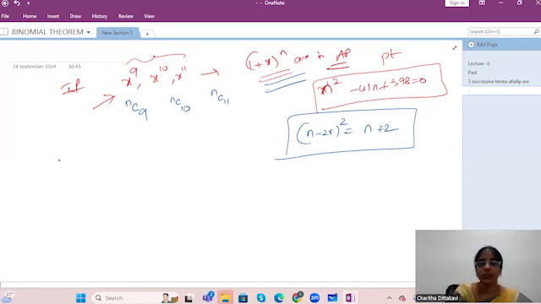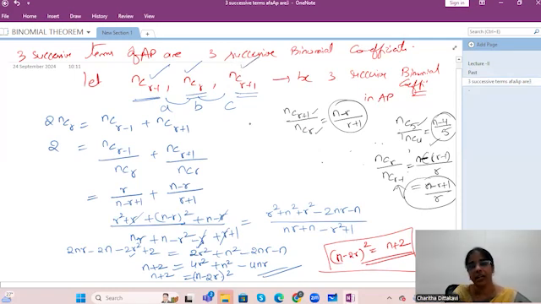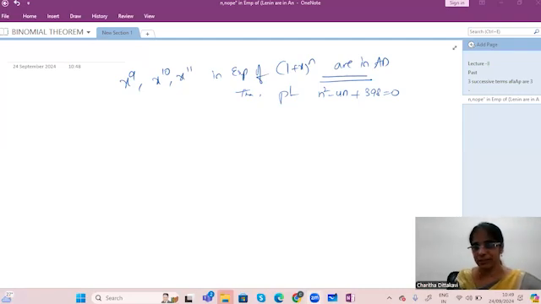And in our relation, the previous one, observe, we have nCr minus 1, nCr, nCr plus 1. So the middlemost value is what we are considering for this, this is what we are considering for my r there, right?